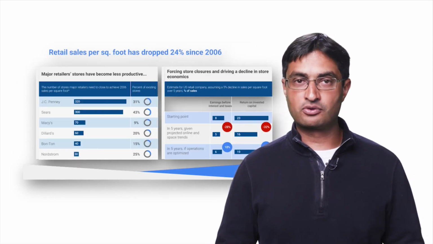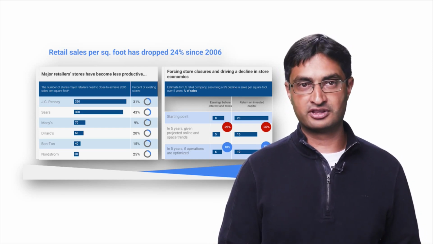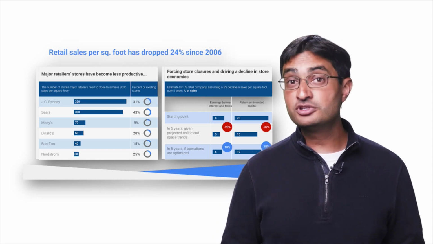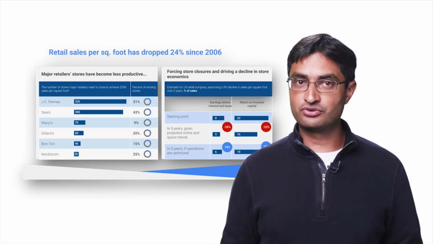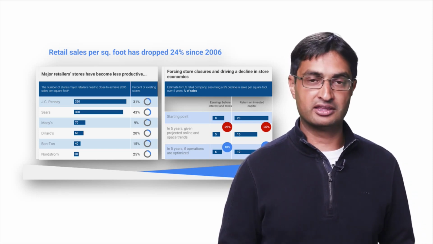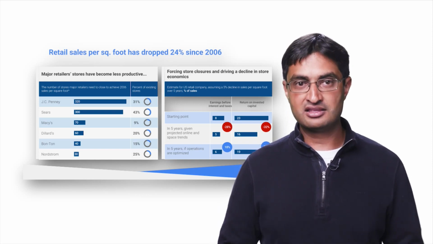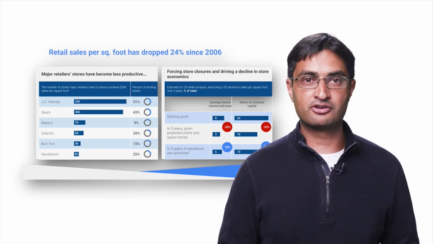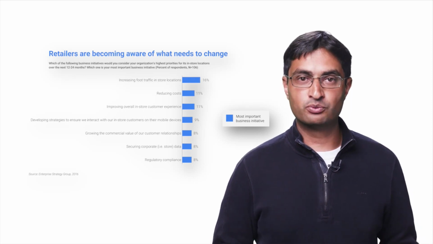Retail has faced a variety of threats and a variety of challenges over the course of the last several years. And in particular, retail sales per square foot has dropped 24% since 2006. And this is really an existential threat to in-store retail. We need to figure out how do we make retail and in stores more effective such that you can get the benefits out of that and get the customer benefits, but have a much higher throughput and a much higher sales per square foot.